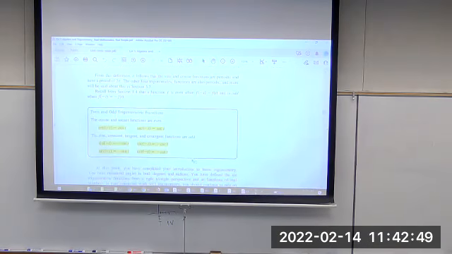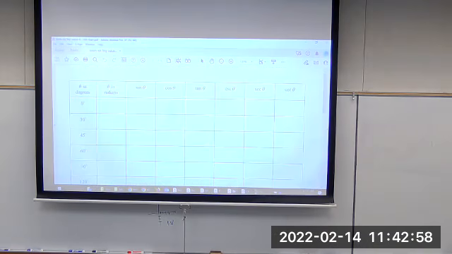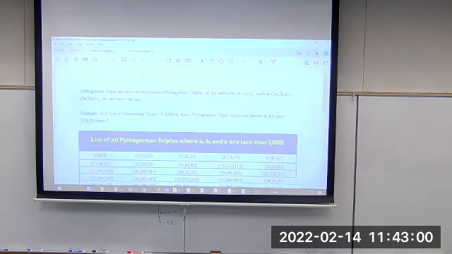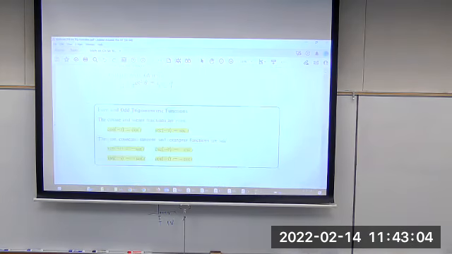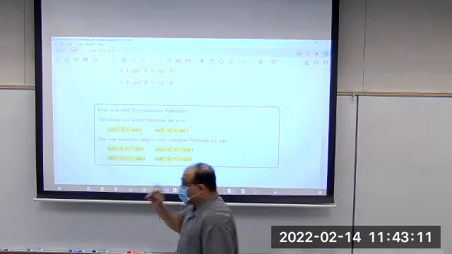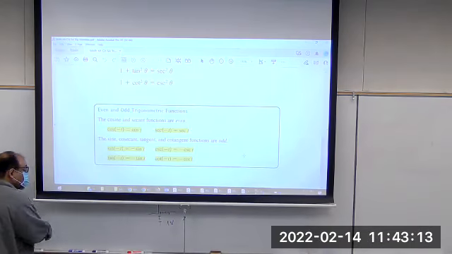Okay, this was the last trig identity on your list. That list of trig identities. These guys. The even and odd trigonometric functions. Now, in Math 3A, we cover even and odd functions.